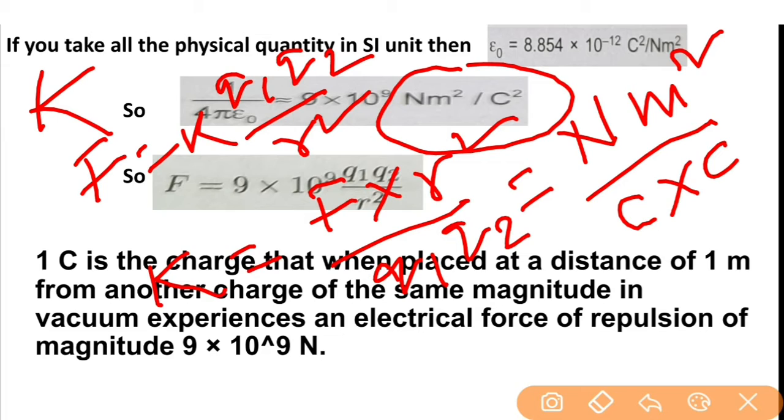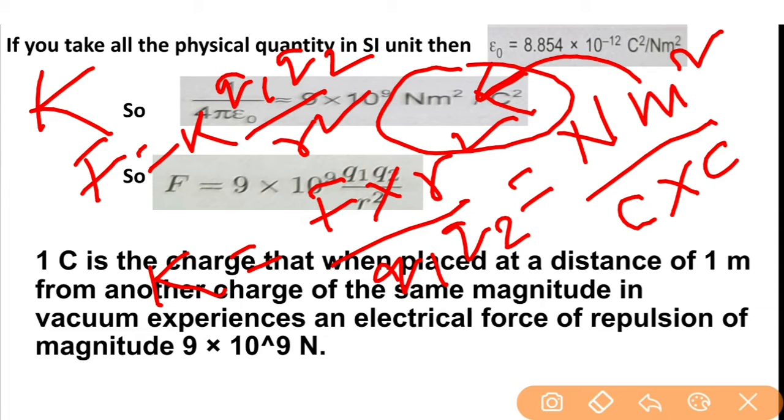Newton meter square per Coulomb square. That is the unit of K. You can get the unit of K in SI this way.